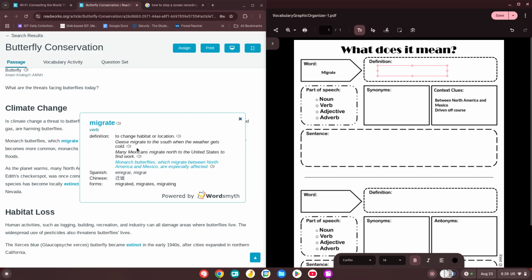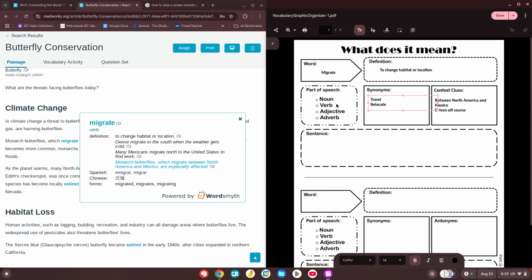Here are some examples. Geese migrate to the south when the weather gets cold. That is a kind of movement. They're moving south when the weather gets cold, and many Mexicans migrate north to the United States to find work. Awesome, so it is a kind of travel. So let's write that here: to change habitat or location. For synonyms, travel is the best one that worked for me, but I think relocate is also helpful.